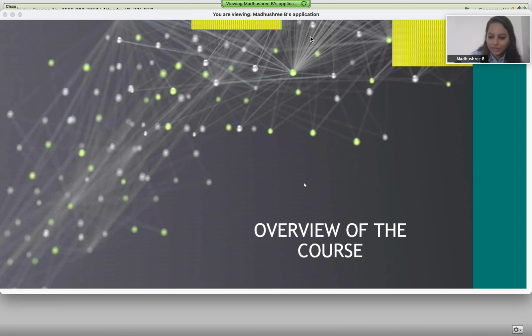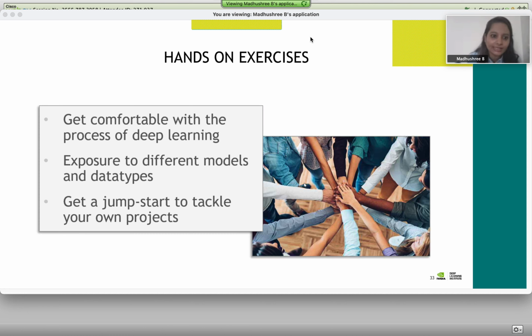Coming to the overview of the course today, I hope I am able to connect you all with the course of deep learning. I hope you are motivated enough to continue to learn how deep learning works in a practical manner. So this is the hands-on exercises course. You get comfortable with the process of deep learning here in this course, and you will get an exposure to different models and data types used in deep learning model training. And then you can get a jump start to tackle your own projects. You can define your own projects. You will have the basic theory concepts or the tools that you need in hand at the end of this course.